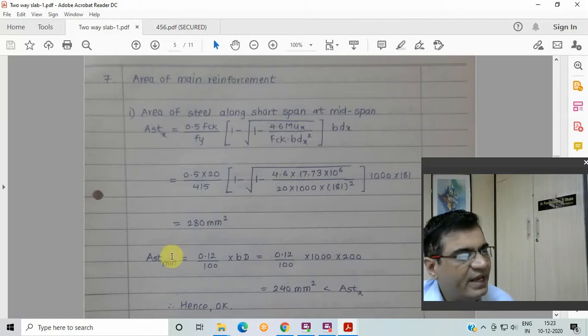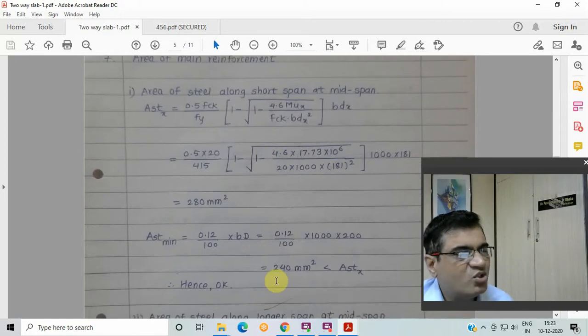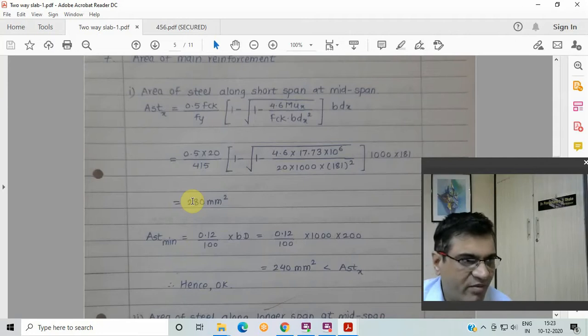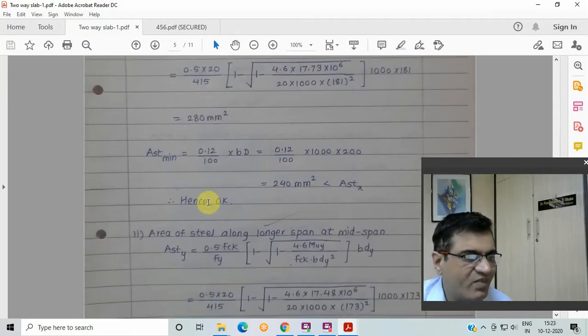Ast minimum is 240 mm square. Now we have to check that whatever Ast we got, if this value is less than Ast minimum, then obviously we need to provide Ast minimum. Otherwise, if what we have obtained is higher than Ast minimum, then continue with that. So remember, whichever is the max, that we have to use for the calculation of spacing.